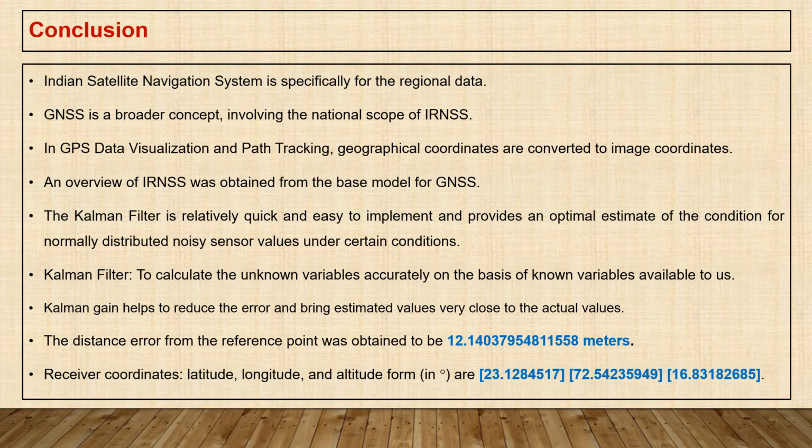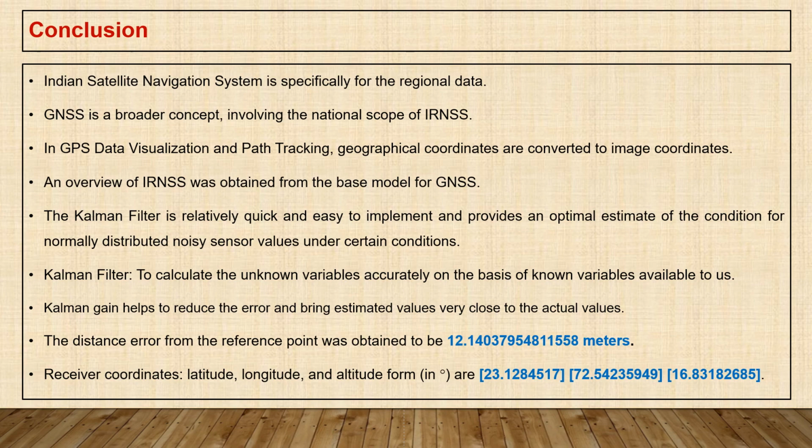So, as seen, the IRNSS is a regional concept while GNSS is a broader scope, and the Kalman filter is relatively quick and easy for implementation and it provides an optimal estimate of the position. It also helps in reducing the noise and the error values. Also, it's used to calculate the unknown variables accurately on the basis of previously known variables.